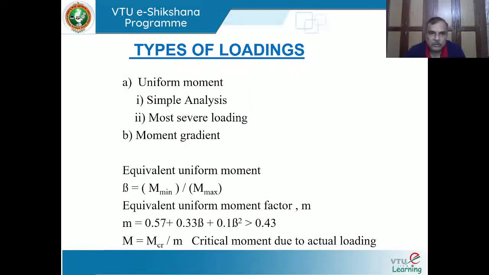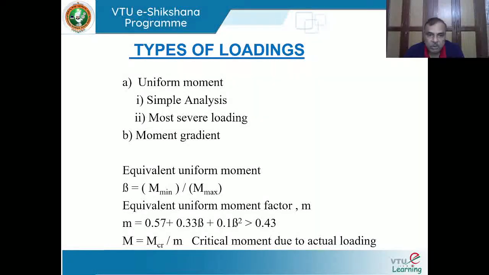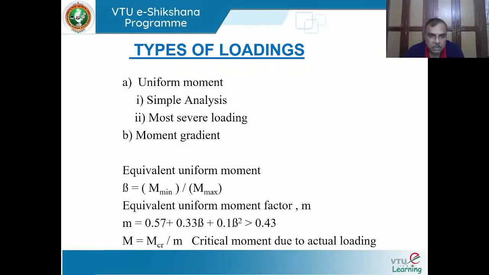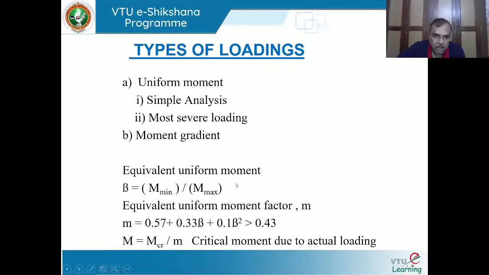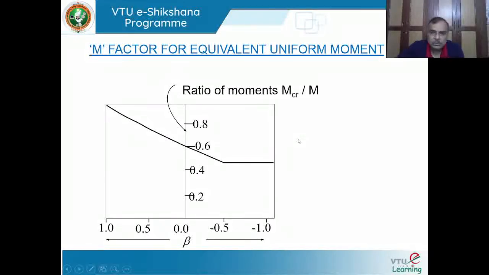So in addition to these things, even the types of loading matter. If you have a uniform moment, you can do a simple analysis, but you also have the most severe loading condition where the analysis is a bit complex. And as I mentioned, the moment gradients which you have seen earlier, so the beta and how to define beta, we have some definition given here depending on the magnitude of the moment at both ends, and based on this how to calculate the equivalent uniform moment factor, and then what is the value of M coming into the picture here. So the concept is definitely clear, but to understand it 100% with clarity, we need to go deep into the theory.